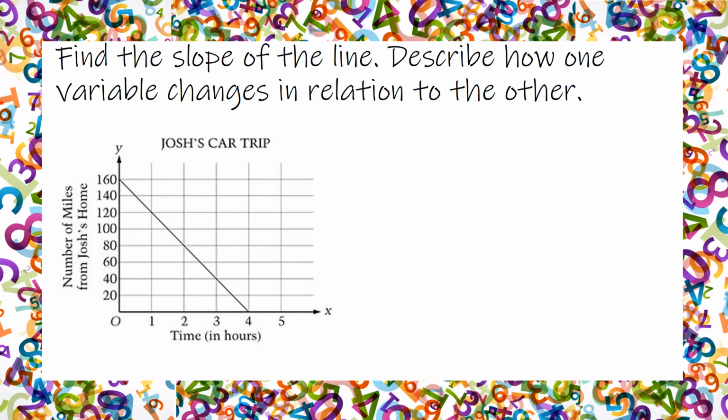Find the slope of this line. Describe how one variable changes in relation to the other. So I'm going to look again for 2 spots that cross exactly. Oh, here's one. And here's one. You could also choose any of the others. Okay, but I'm going to go down, and it goes from 120 to 80. That's 40 that we're going down. So that would be negative 40. Remember, rise over run.